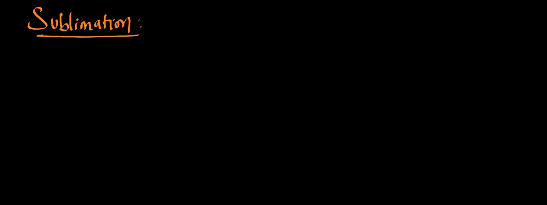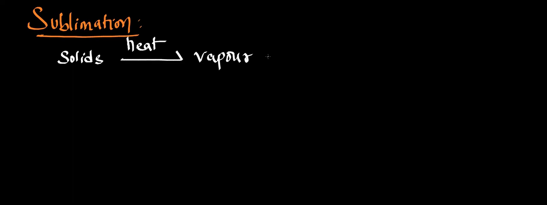Now we will discuss the sublimation process. What is the sublimation process? It is a process of heating solids wherein the solids directly convert into vapor. Solids on heating directly convert into vapor form. This process is called sublimation. Here there is no reaching of liquid state. Once you heat the solids, they directly convert into vapor form without getting into liquid state.